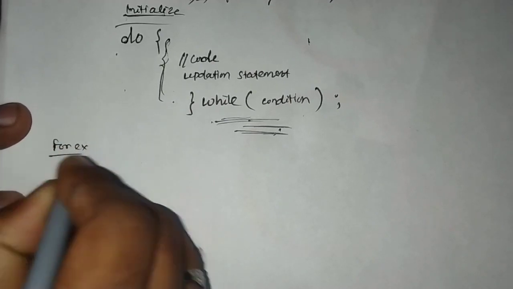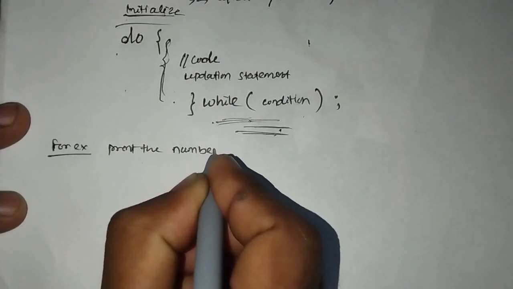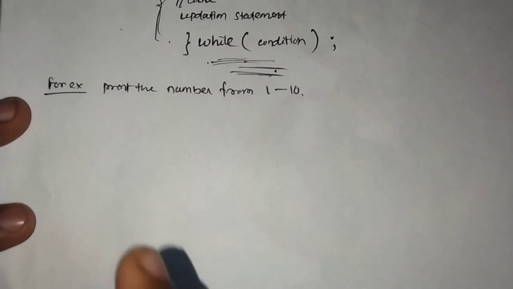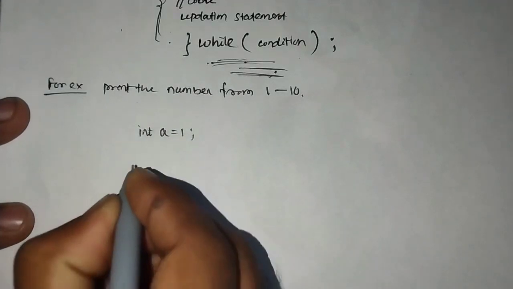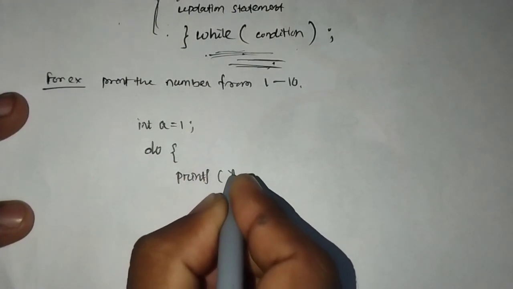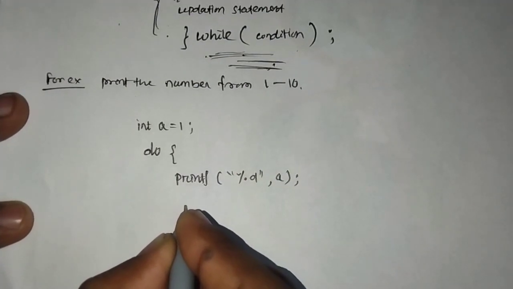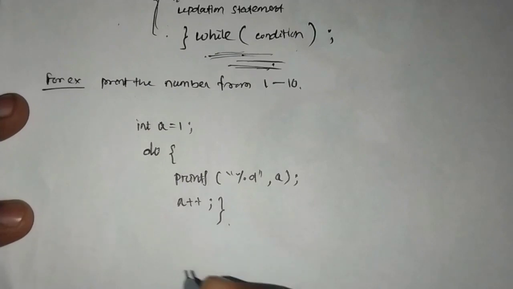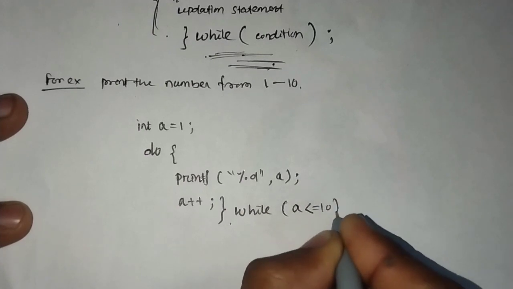For example, print the numbers from 1 to 10 using do while loop. First of all, initialize an int a equal to 1. In the do, write printf %d, value of a. After that the updation statement a plus plus. After that there will be the while condition, while a less than or equal to 10.